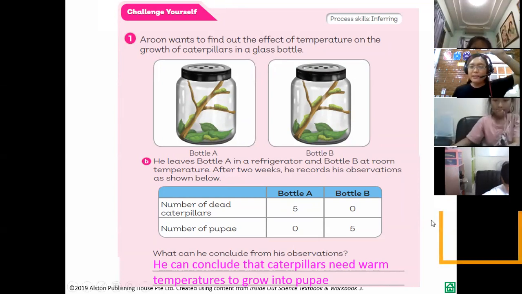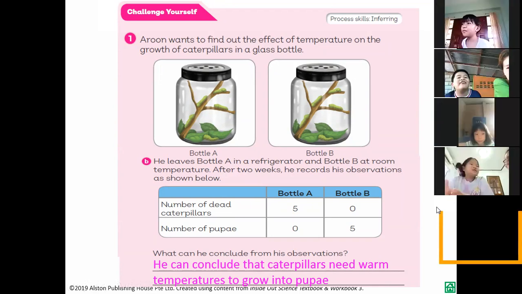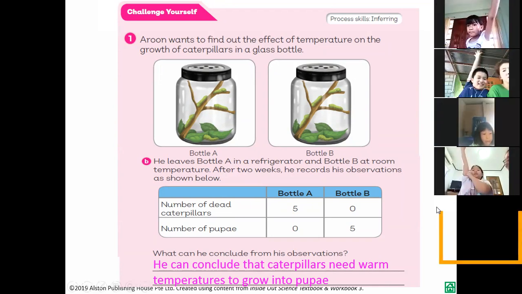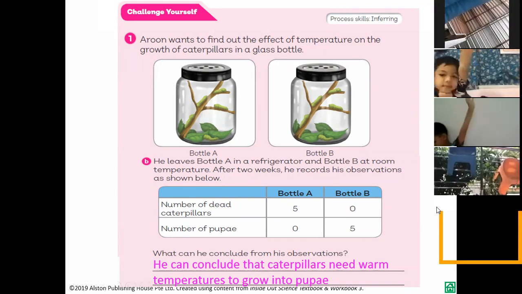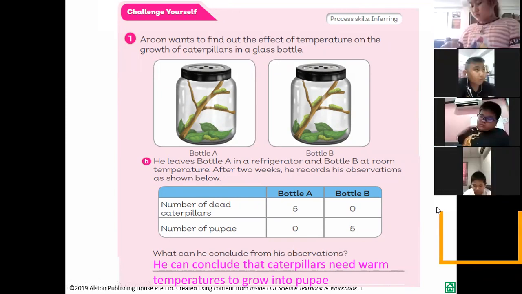Finished, yes or no? Who's finished? Raise your hands. I finished. Yay. Me. I finished. Okay, very good.